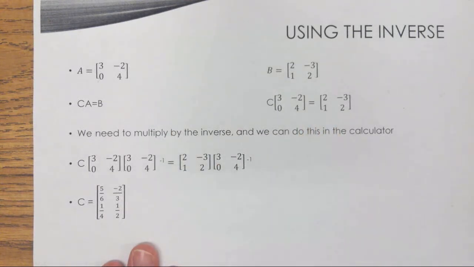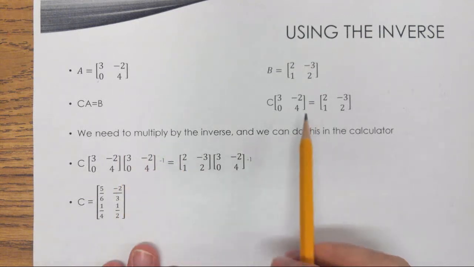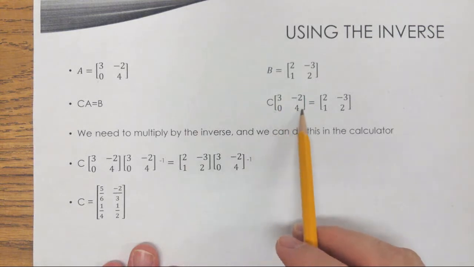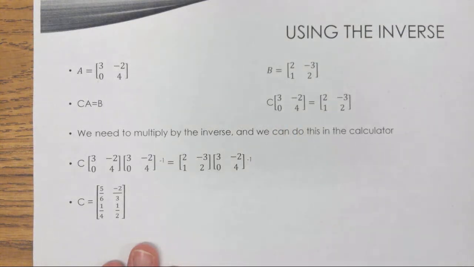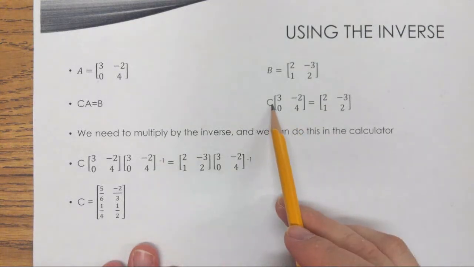Okay? Well, I'm going to plug all my matrices in that I know, and after I get those plugged in, then I'm going to be able to solve for C. And the way that I do that is I multiply by the inverse. Essentially, multiplying by the inverse is going to cancel out this matrix A, so I'm going to multiply by the inverse of matrix A to get the C by itself.